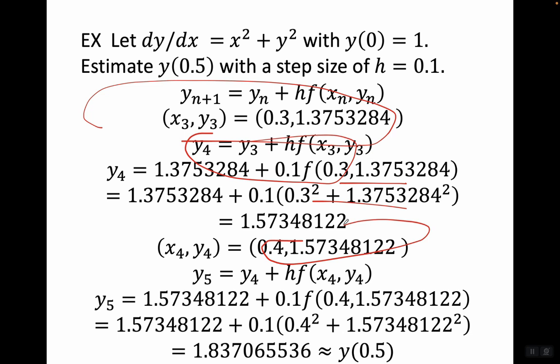So this is our x sub 4, y sub 4. We're going to use that to estimate y sub 5. That's y sub 4 plus h times f of x sub 4, y sub 4. In other words, here's our y sub 4. We have h, which is 0.1, times f of that. f of that is going to be 0.4 squared plus 1.573482122 squared. In other words, we end up with 1.837065536, and that's y sub 5. That is our estimate for y of 0.5.